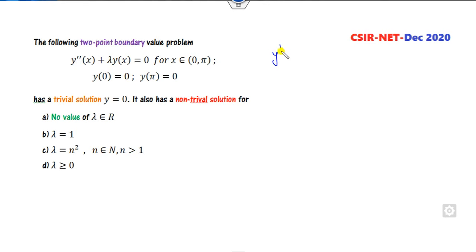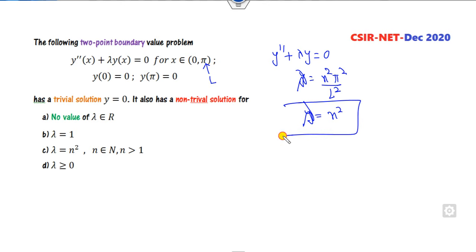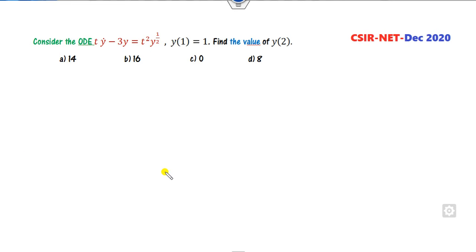Again, this is the same problem. Whenever this is the solution, your eigenvalue will be n square pi square upon L square. Here this is my L, so when you substitute, lambda will be n square. So this and these are my correct options. This is the way you can solve all these questions.